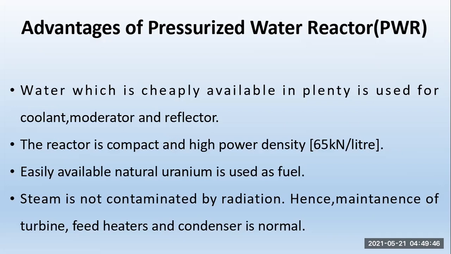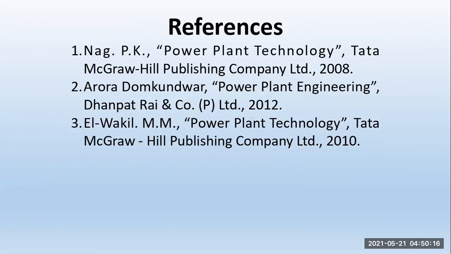Advantages of the pressurized water reactor: water, which is cheaply available in plenty, is used for coolant, moderator, and reflector. The reactor is compact with high power density, 65 kilowatts per liter. Easily available natural uranium is used as fuel. Steam is not contaminated by radiation. Hence, maintenance of the turbine, feed heaters, and condenser is normal.